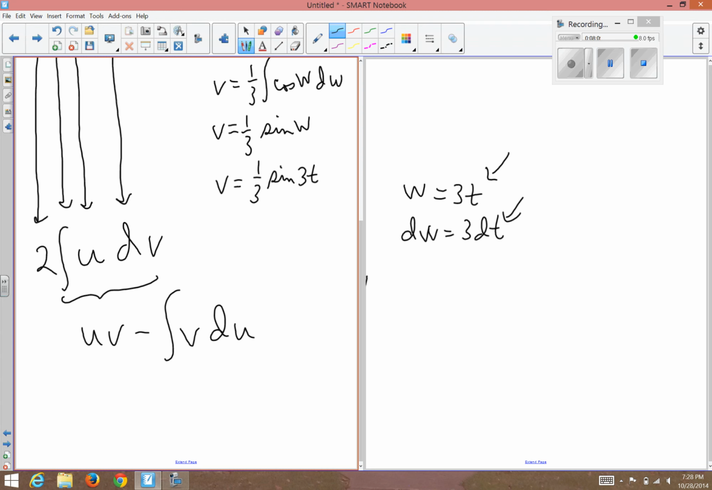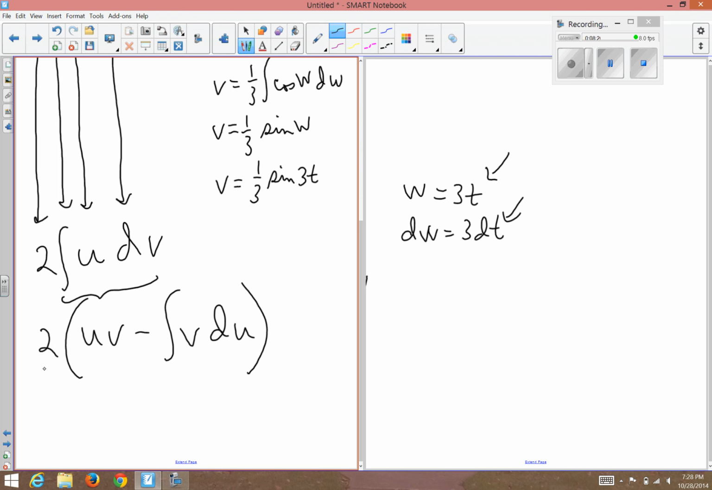This 2 in front is times all of that. The 2 will be distributed. And that's actually what we're going to do right now, distribute the 2 and turn the u and the v and the du back into what they are from what we wrote down.